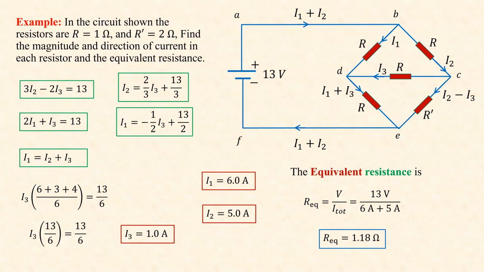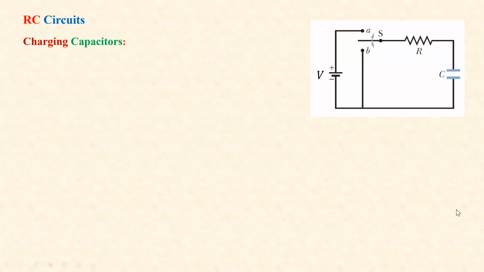All right. Now, another part of this chapter is RC circuit. RC circuit is a circuit with a battery and a resistor and a capacitor. That's why it's called RC circuit.